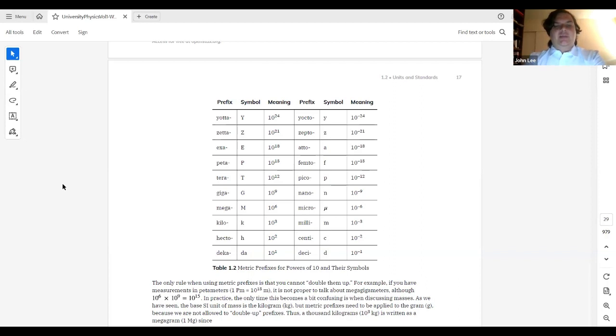Or if you're talking about, say, really small distances and you don't want to say like 1/10,000th of a meter, you can talk about millimeters or centimeters or decimeters, which are 10 to the -3 meters, 10 to the -2 meters, or 10 to the -1 meter, respectively.